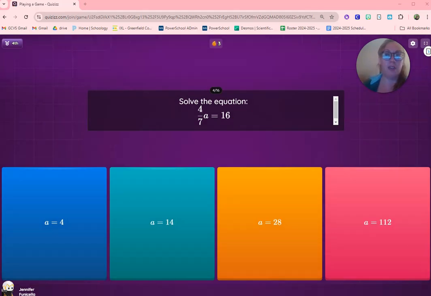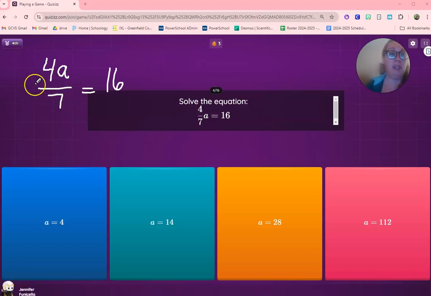The next one says solve this equation 4/7 times a equals 16. So again, fractions can be tricky. There's a couple ways we could solve a problem like this. This 4 is on top. It's being multiplied by the a, and then we're dividing by the 7. So notice how I just put the a next to the 4. That helps my brain see that, okay, we have some multiplication and we have some division.